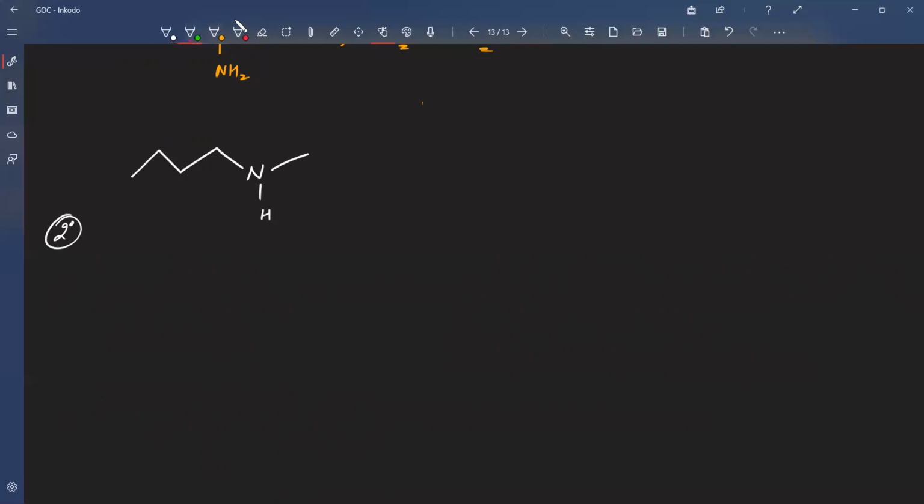And if you see, there is only 1 carbon on the one end and 1, 2, 3, 4 on the other. N-methylbutanamine. So here the rule is, if you have a shorter carbon chain, then that shorter chain will be treated as a substituent. And the chain with the higher number of carbons will be treated as the main chain, right? And the name will be N-alkyl alkanamine.